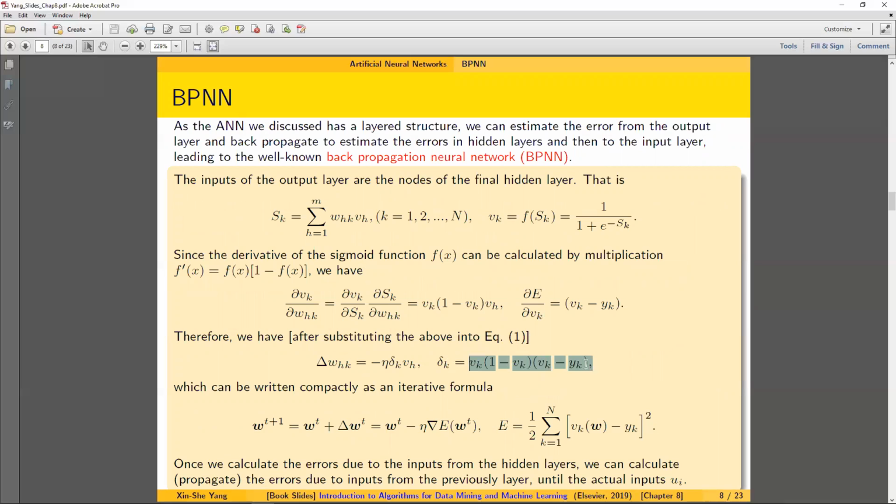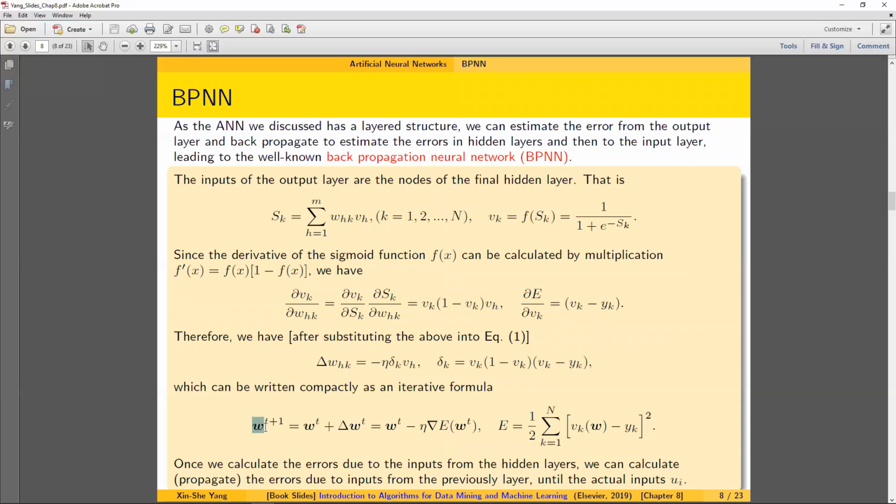This is a new quantity, which is this times that, and then the first two components times this portion. We define this as xi_K. Then we can use negative eta times xi_K, and then times this V_H, becomes our delta W_HK. If I have delta W_HK, I would be able to update my W. Okay, so that's really the idea.